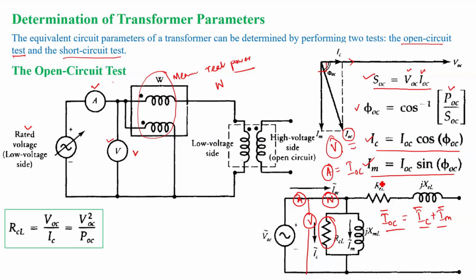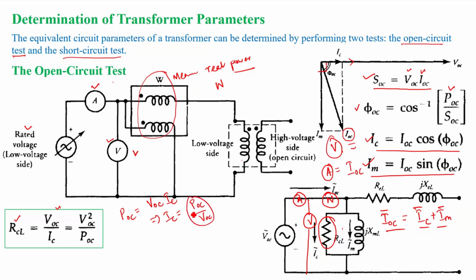So the objective of this part of the experiment, the open circuit test, is to find these two parameters. One is RCL and the other one is XML. I can find RCL by dividing VOC by IC. So IC is nothing but POC by VOC. I have already told POC is equal to VOC IC, right? So therefore I can write IC equal to POC by VOC.